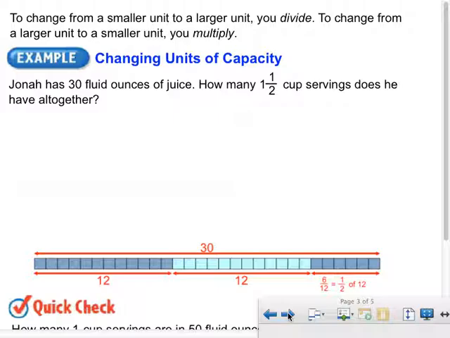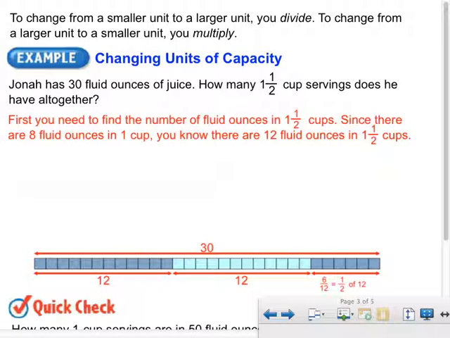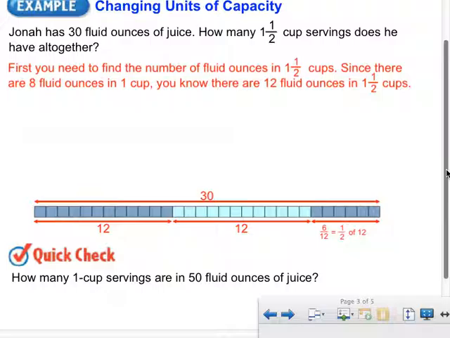Well, first of all, this is that problem. How many fluid ounces are in a cup? 8. But we have a cup and then a half a cup. So how many is in a half a cup? 4. So if I have 8 and 4, how many do I have together? 12 fluid ounces. Now we need to figure out how many servings we can get out of 30 fluid ounces. So what are we going to do? We're going to divide.